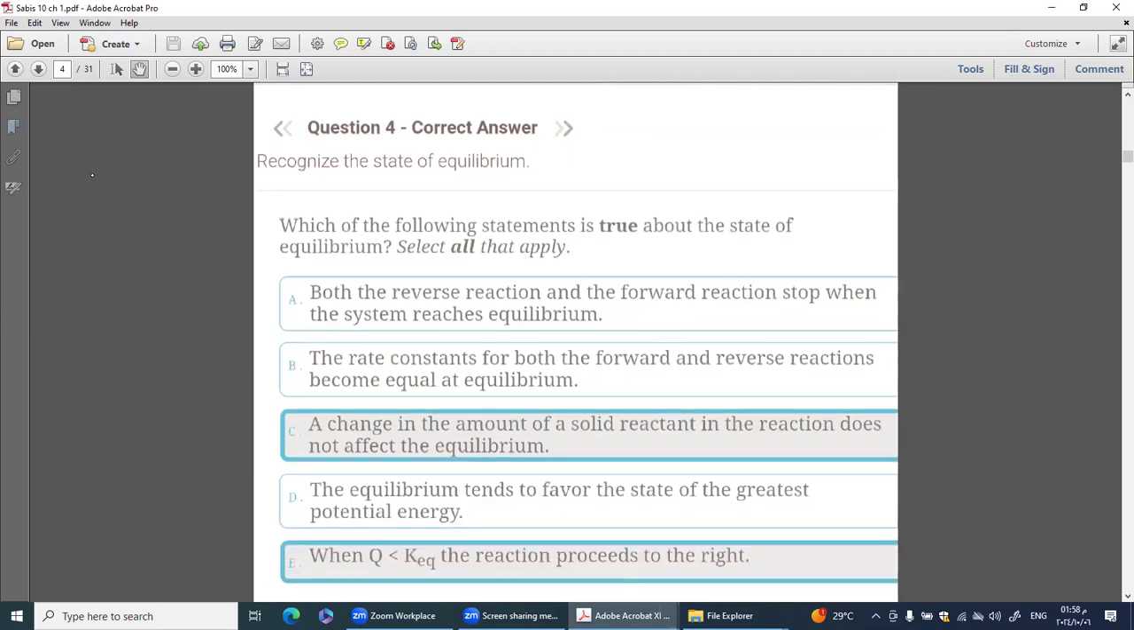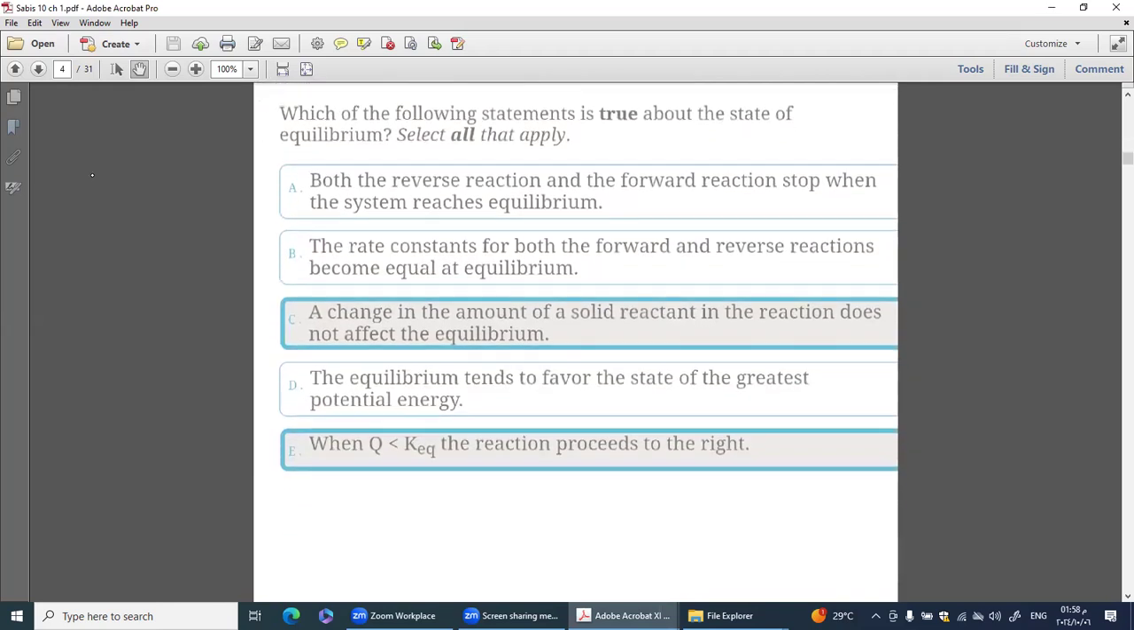Okay, Ahmed, you can read. Which of the following statements is true about the state of equilibrium? Select all that apply. A change in the amount of solid reactant in the reaction does not affect the equilibrium. When Q is less than K, the reaction proceeds to the right.